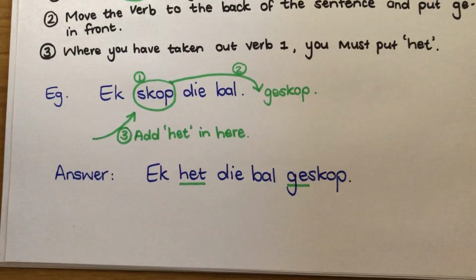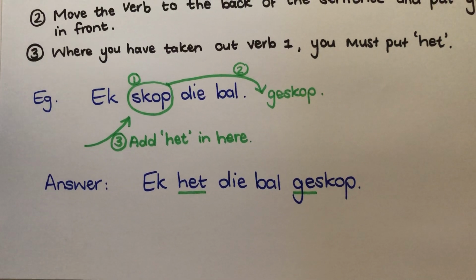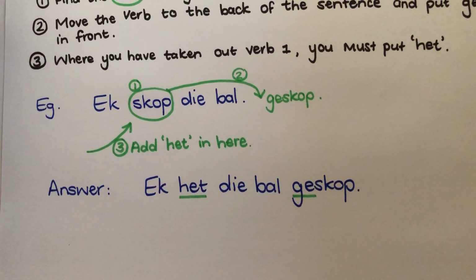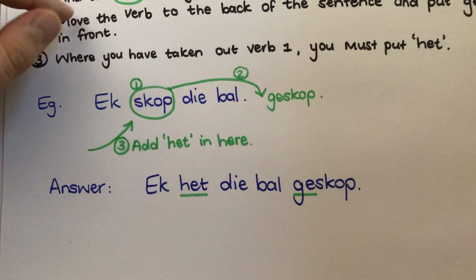If it's a main verb, if it's with a ge, it's usually called a past tense marker. So it's just there to show us that this sentence is in past tense.